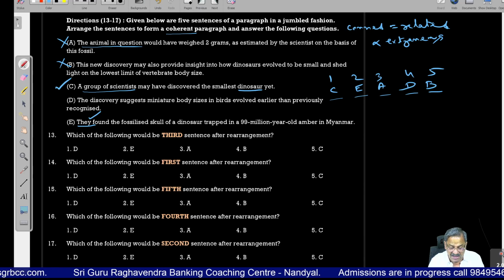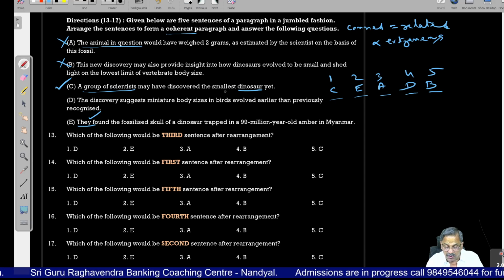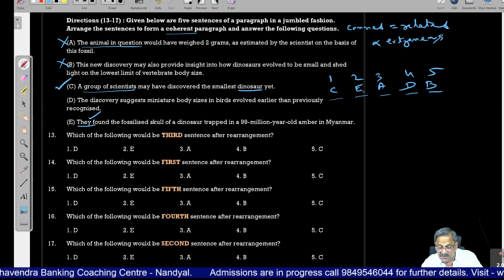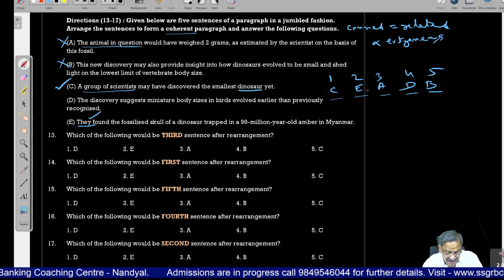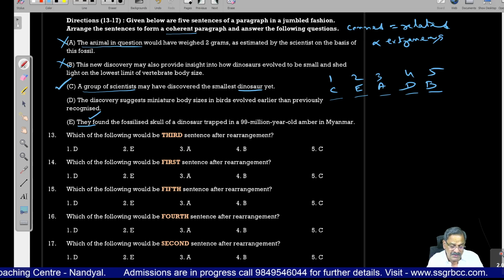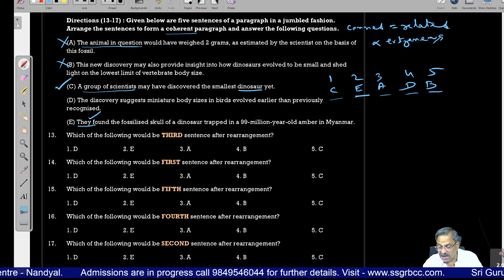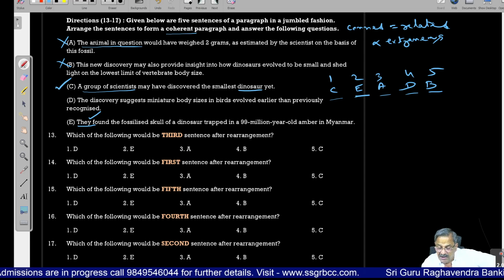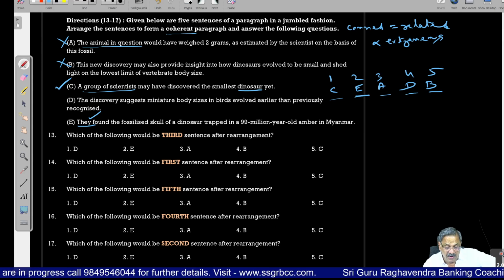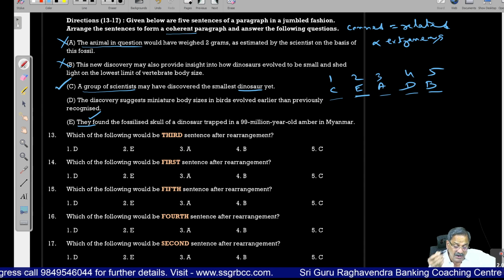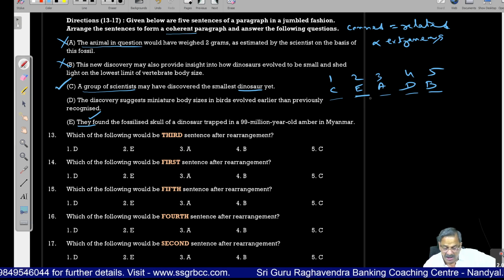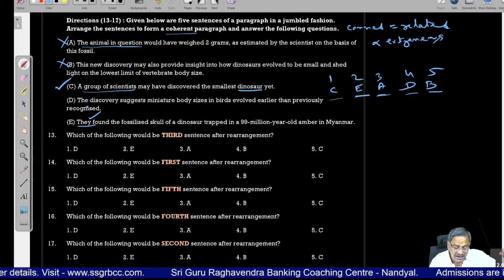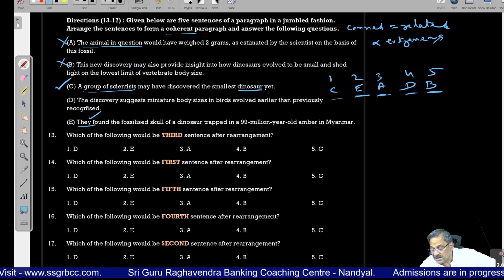The discovery suggests miniature. What is that miniature? We don't know. Smallest. So a group of scientists may have discovered the smallest dinosaur yet. Group of scientists, plural, so plural pronoun they. They found the fossil skull of a dinosaur trapped in a 99 million year old amber in Myanmar. What is that animal? The animal means dinosaur, so we have to start with A. Then we are left with this new discovery, the discovery. First the discovery, then this new discovery.